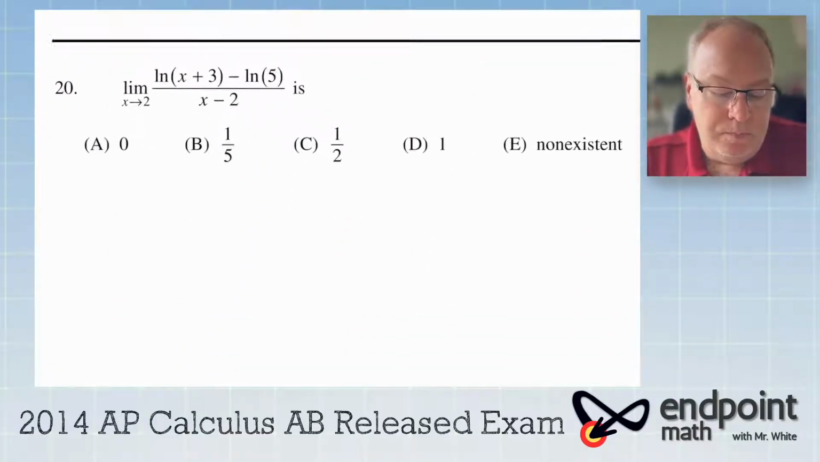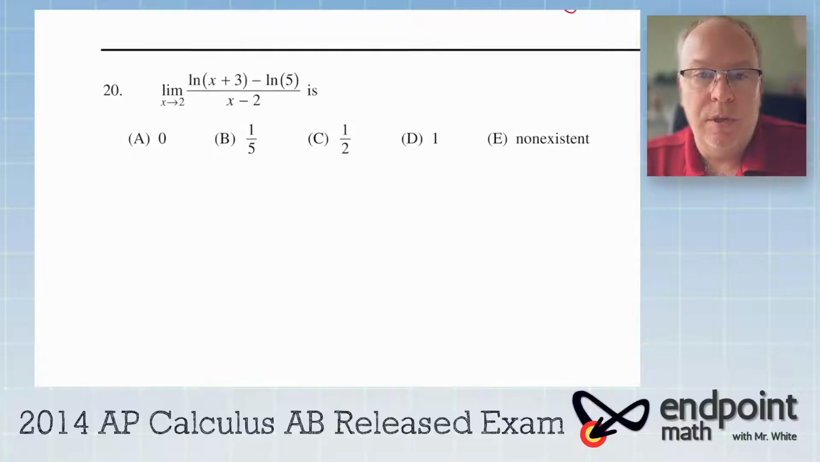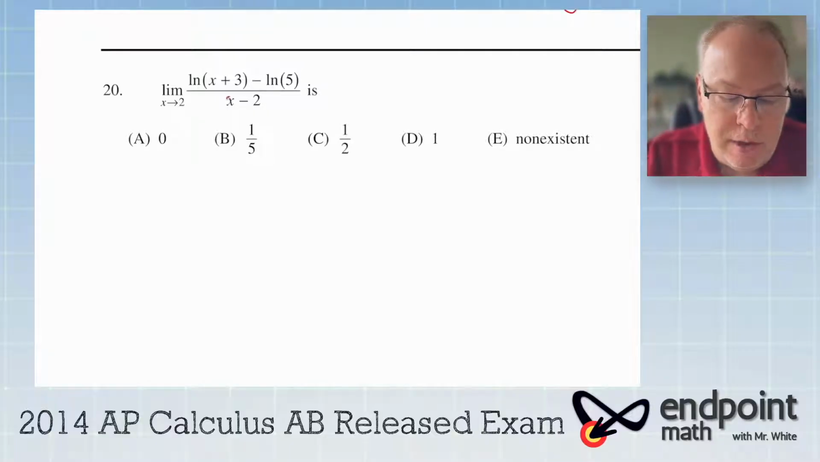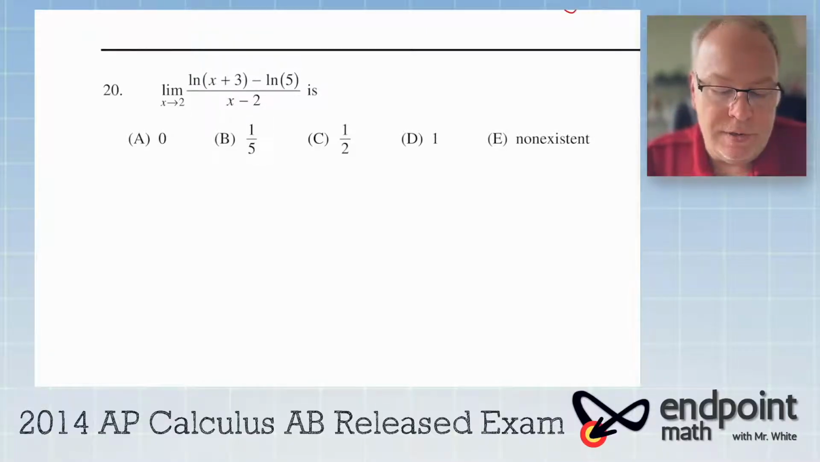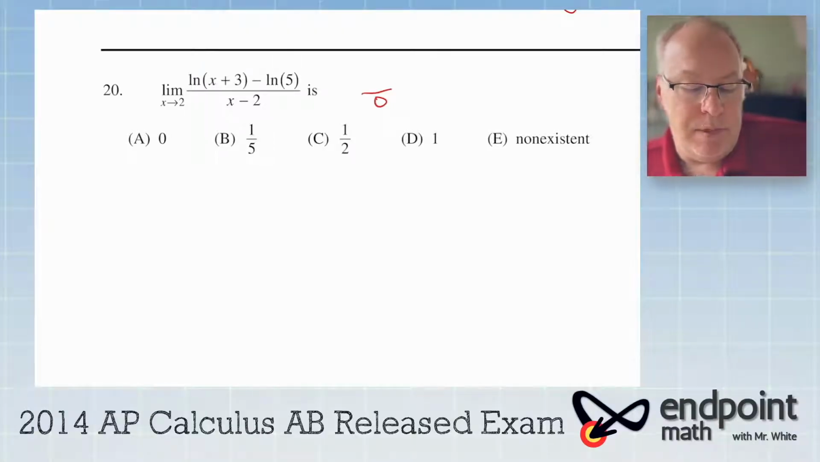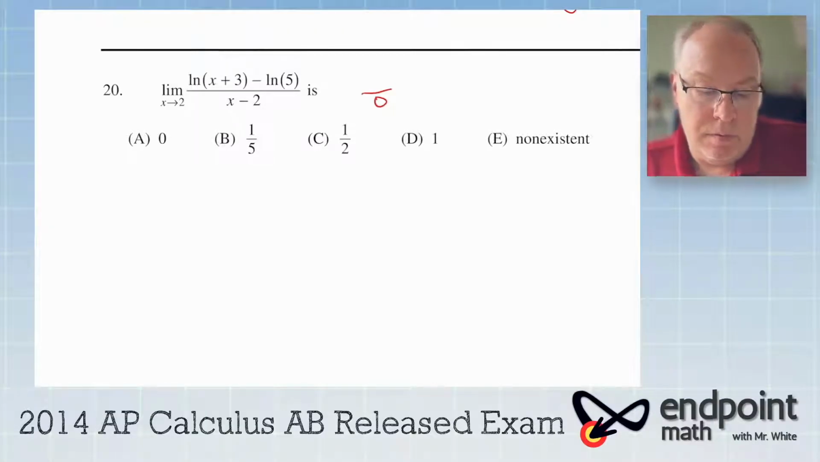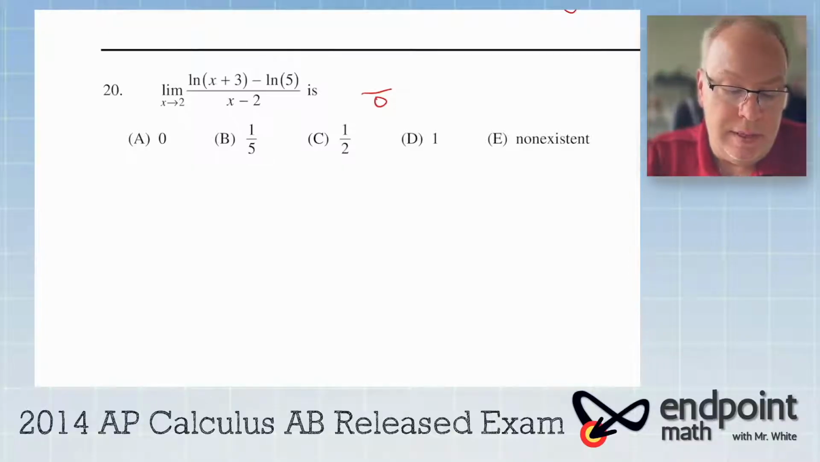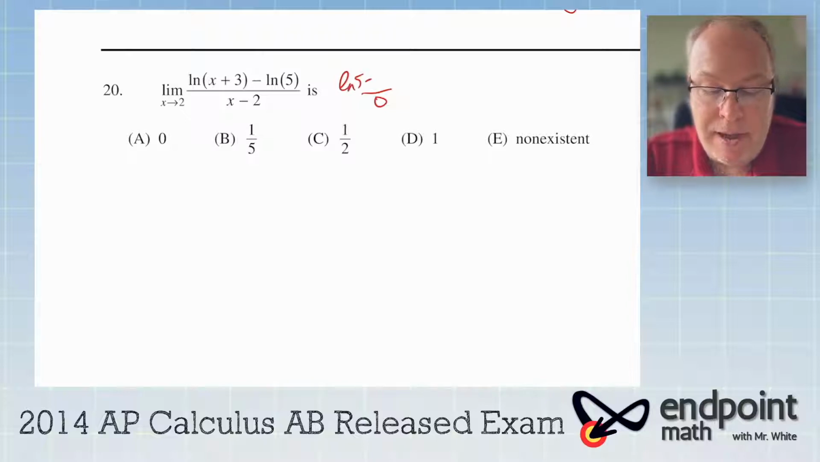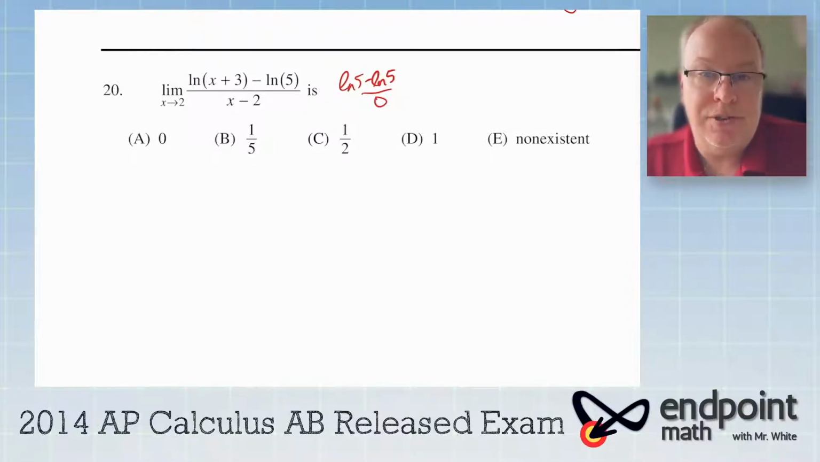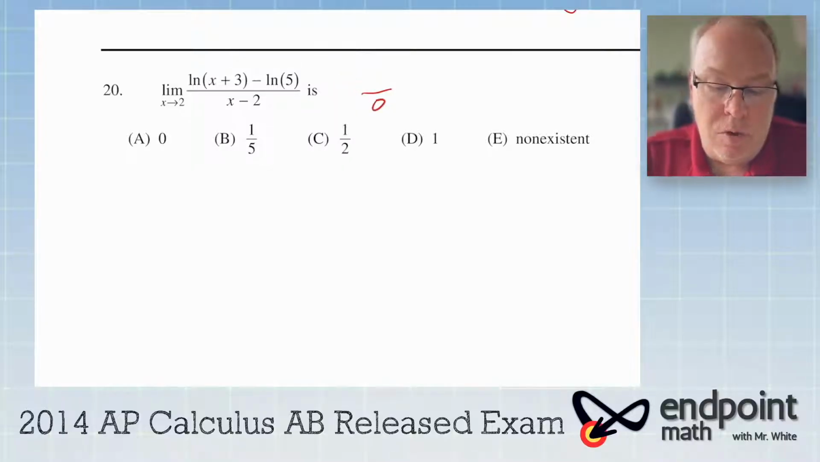Number 20. Which of these is the right answer? This is kind of a crazy one. You look at it for a little while. In the limit, you can't plug 2 in here because you get an over 0 problem. You can't plug 0 in the top either, right? Because you end up getting ln 5 minus ln 5. That's just 0.